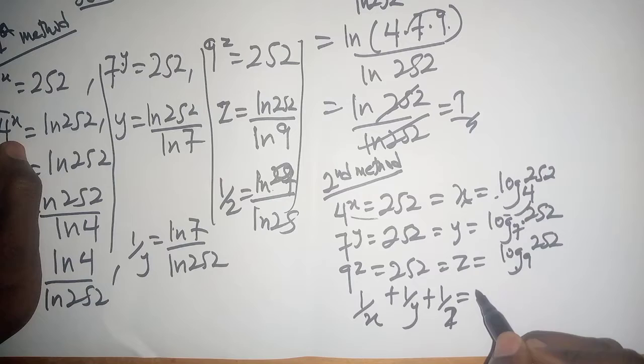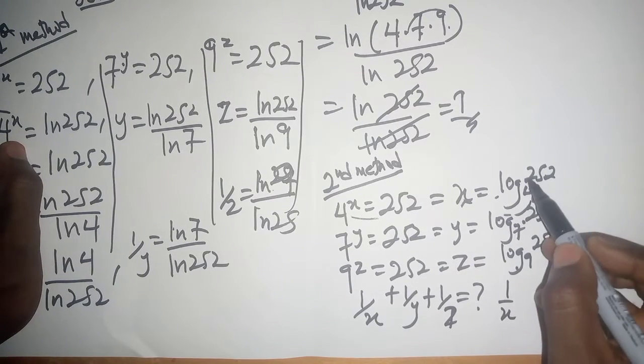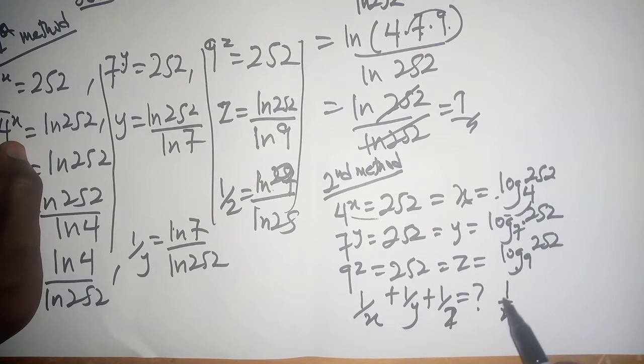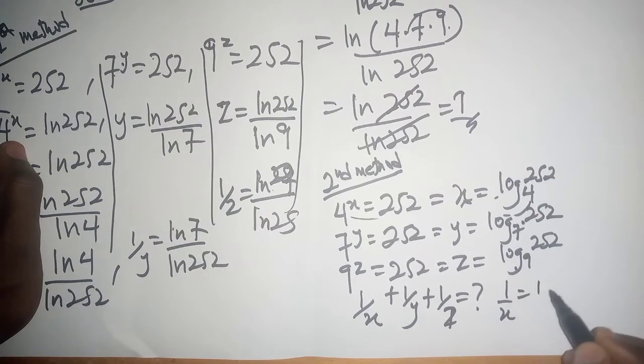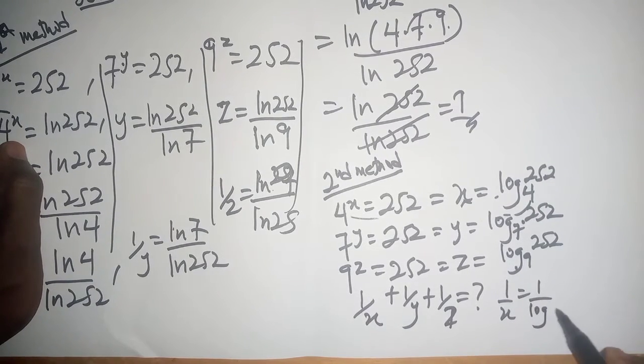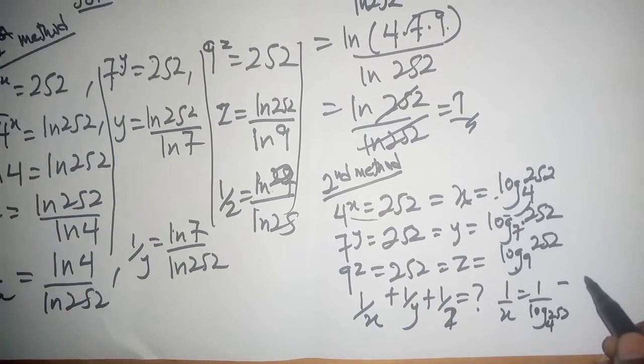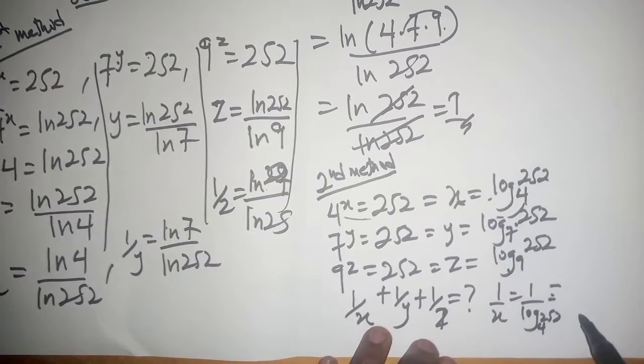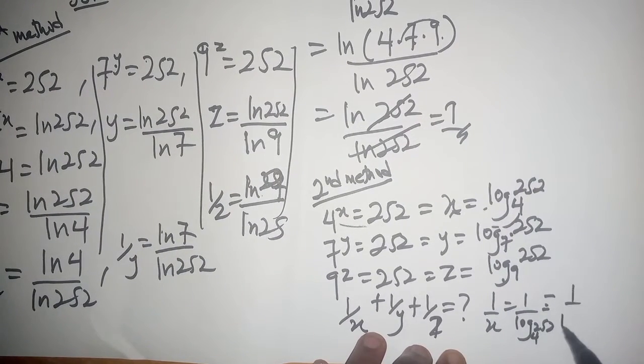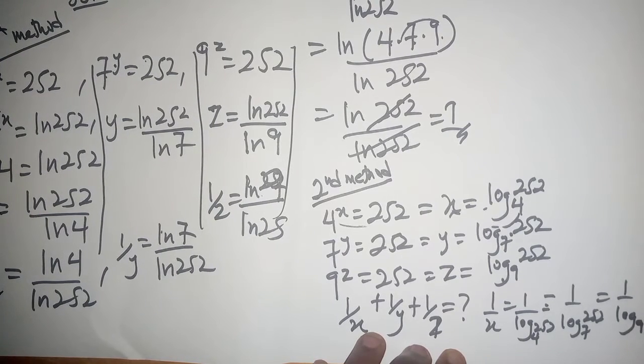But then remember, this is what we are looking for. What is 1 over x, right? If x equals that, then it will be 1 over the log of 252 base 4, and then this will also be equal to 1 over the log of 252 base 7, equals 1 over the log base 9 of 252 in this case.